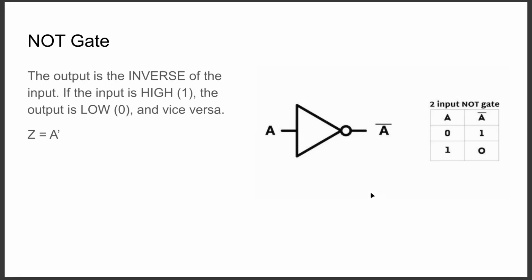Basic logic gates. The first gate I want to talk about is the simplest one, the NOT gate. The output here is the inverse of the input. If the input is high, the output is low, and vice versa. And here you can see this truth table: input 0, output 1, and vice versa. And this is just the Boolean expression for the NOT gate.